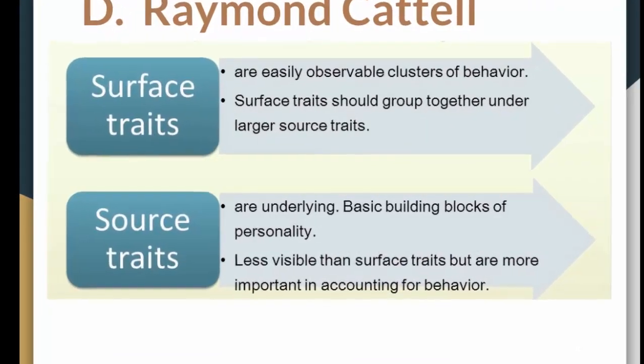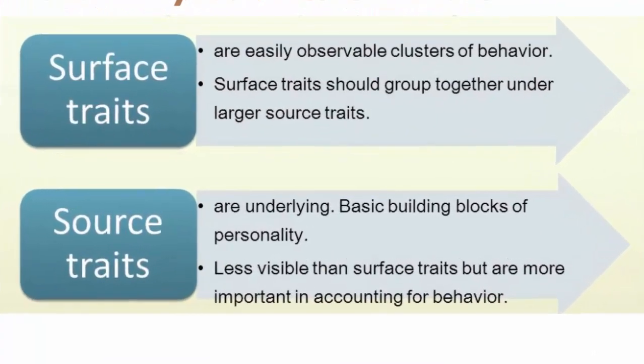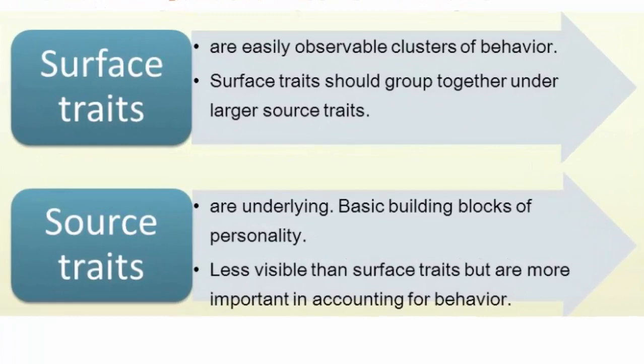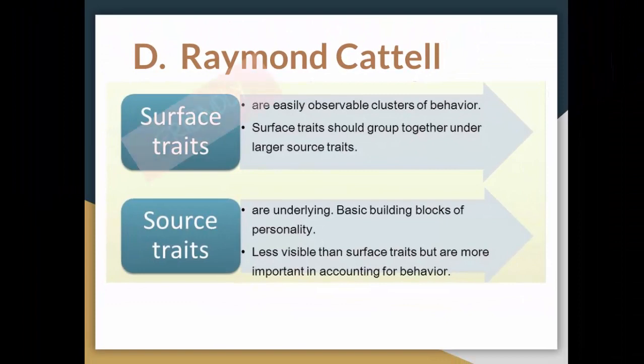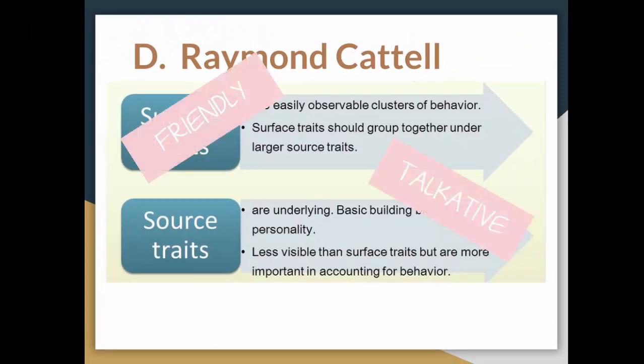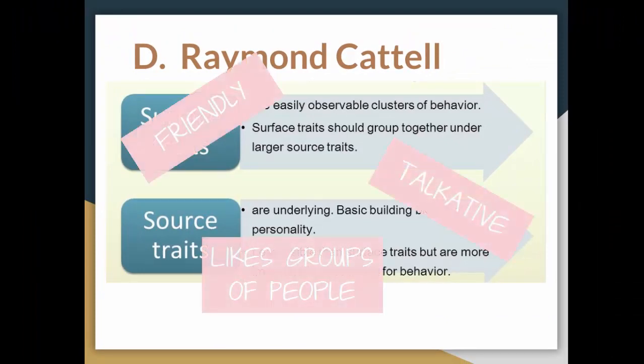Surface traits, which are the traits that we see on the surface, that we see on an everyday basis, the behaviors that we see, and source traits. Now, source traits are going to be the bigger traits that the surface traits are going to come from. Let me give you an example. If a person is friendly, talkative, enjoys being around groups of people, very outgoing, those are all surface traits.